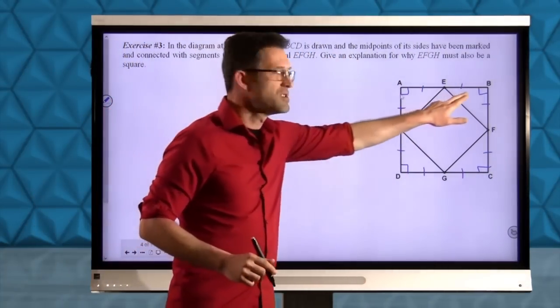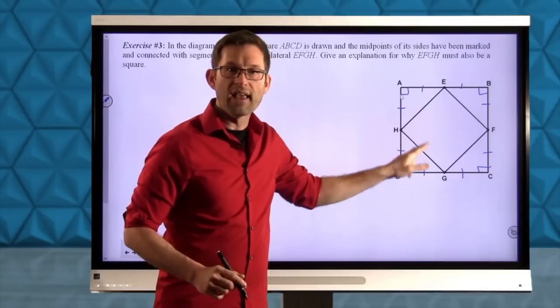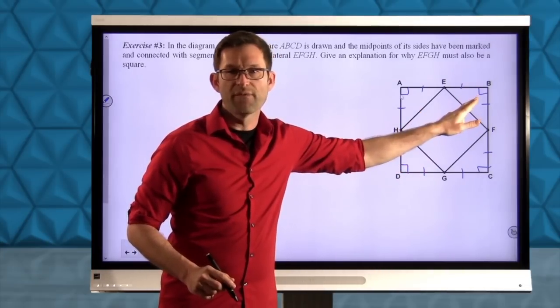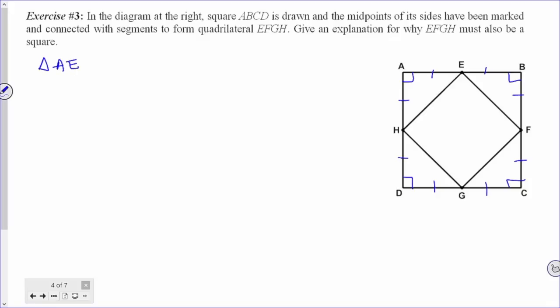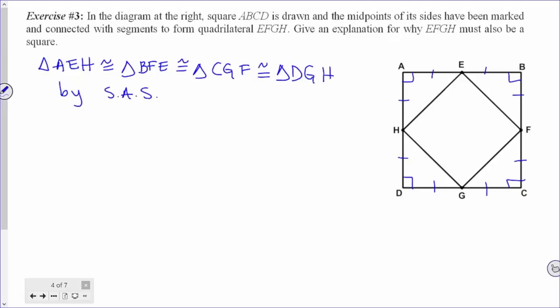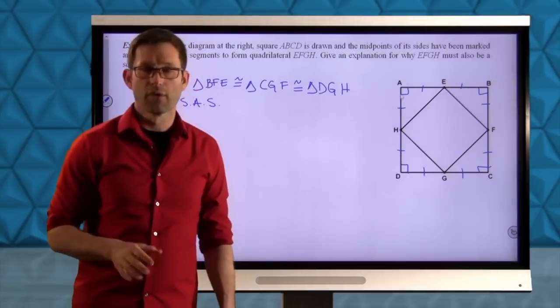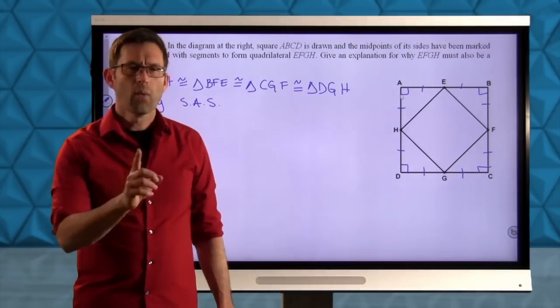Well, I can say that these 4 right triangles, right, AEH, BFE, etc., I can say triangle AEH is congruent to triangle BFE, which is congruent to triangle CGF, which is congruent to triangle DGH, by side, angle, side. So those four right triangles are identical to each other by side, angle, side. Okay? Now, what does that get me, though?